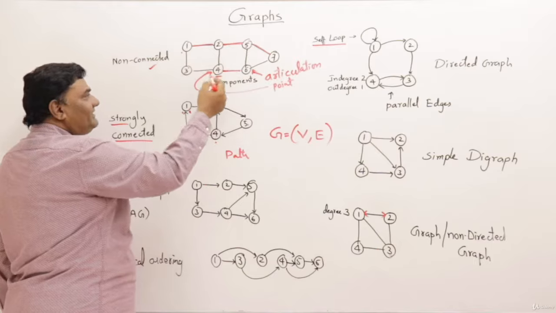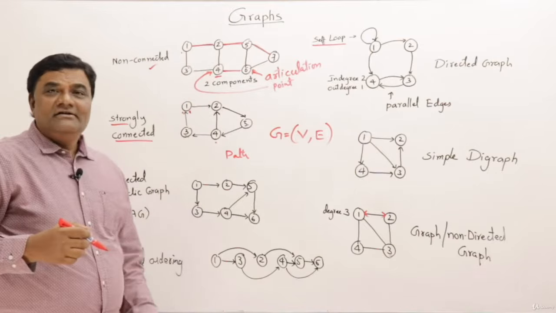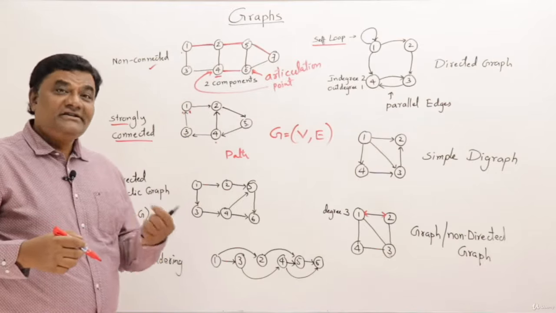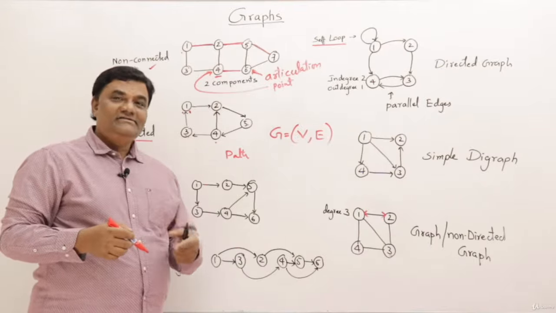And here also we have cycles. This is non-directed, but still we have cycle 1, 2, 4, 3, 1. So cycle is a circular path, or a circuit we can also say, that is starting from one vertex and ending at the same vertex.